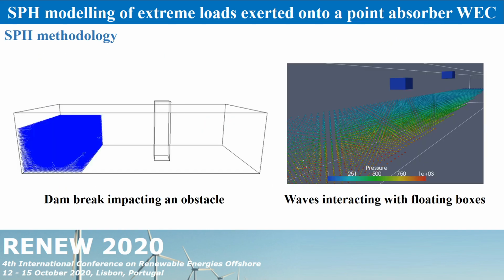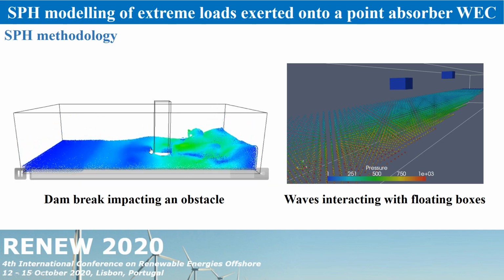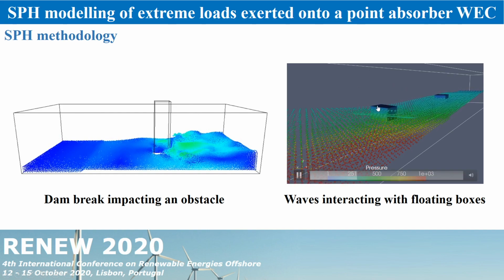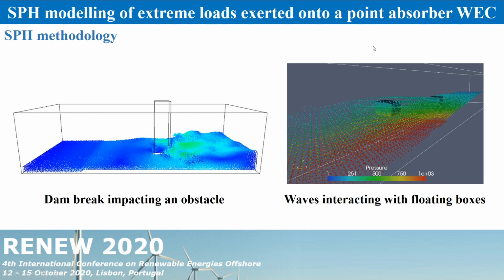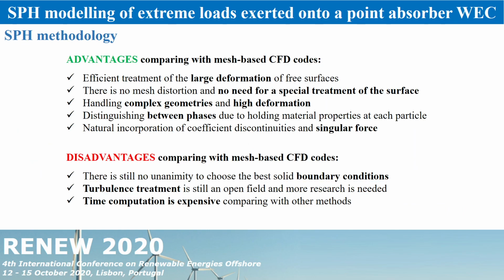Here you can see an example of a dam break impacting an obstacle, and as you can see, I'm plotting particles and the color corresponds to velocity. On the right, we can see how the particles move propagating waves which are interacting with floating boxes. Here the boxes are represented by planes, but in fact they are a set of particles moving as a rigid floating body, as mentioned before.